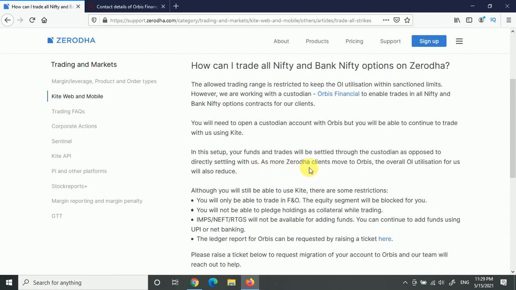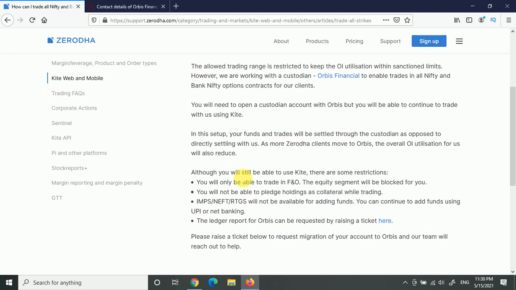As more Zerodha clients move to Orbis, the overall OI utilization for us will also reduce. More and more clients will move to the Orbis custodian, so the ratio will balance, and the situation will also improve in Zerodha.